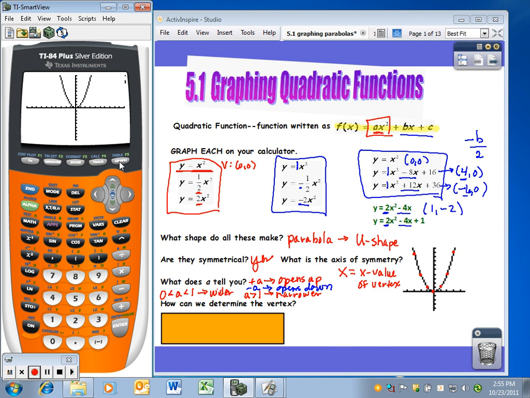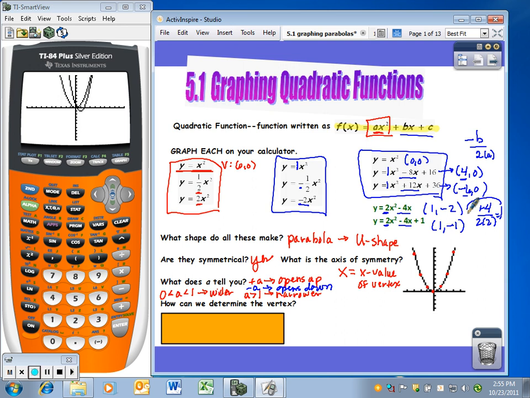X squared, 2x squared minus 4x plus 1. Oh, that shifted it still over 1, but down 1, negative 1 instead of negative 2. This is still 1, but now it's negative 1. So do we still have this opposite of b over 2? How about 2 times a? 2 times 1 would have given me that. The opposite of 4 would be a positive 4 over 2 times 2. Would that give me my 1? It does. Works on both of these.